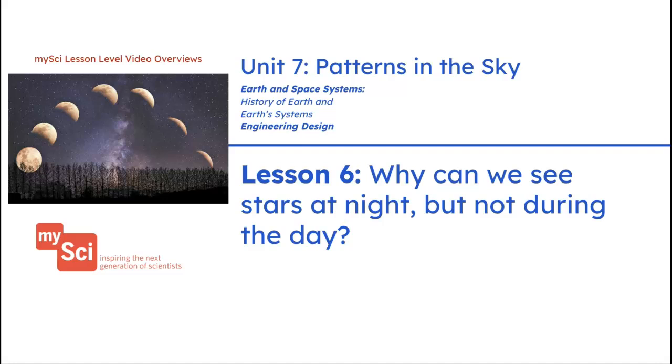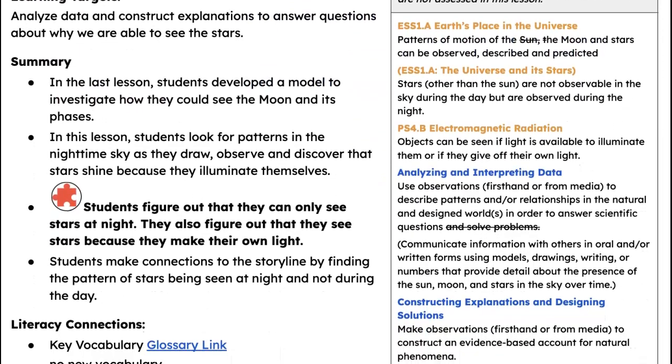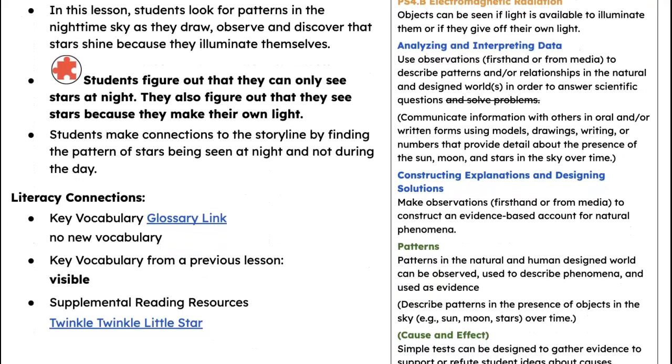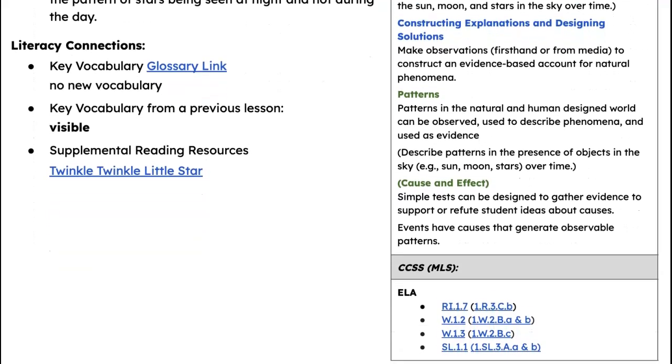Students figure out that they can only see stars at night. They also figure out that they see stars because they make their own light. Students make connections to the storyline by finding the pattern of stars being seen at night and not during the day. There are several opportunities for ELA cross-curricular connections throughout the lesson. You can look for specific standard connections in the Unit 7 Teacher Guide. This lesson will take approximately 4 to 5 days to complete.